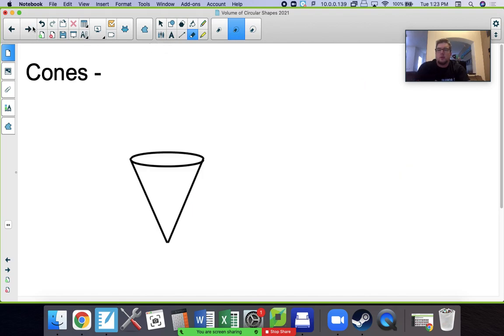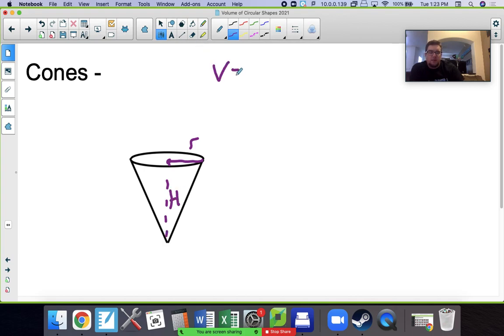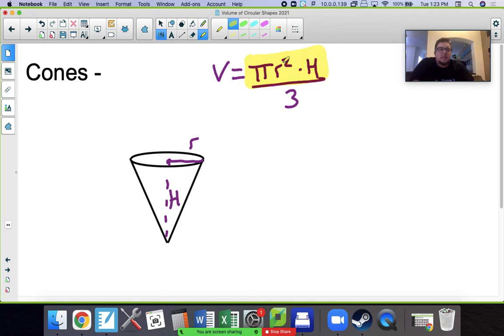The second shape we looked at today were cones. Cones still have a radius, still have a height. When we find the volume of a cone, pi r squared times the height divided by 3. Fun part about a cone is this formula on the top is the same as a cylinder. So we're really finding the volume of a cylinder.